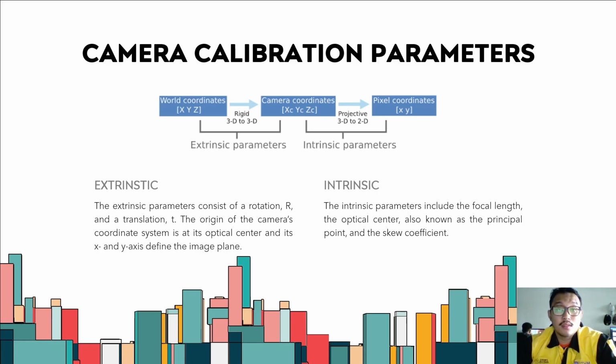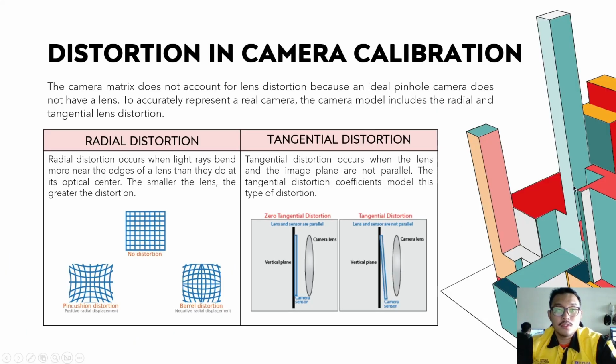The origin of the camera coordinate system is at its optical center, and its x and y axes define the image plane. The intrinsic parameters include the focal length, the optical center, also known as the principal point, and the skew coefficient. Okay, for distortion in camera calibration, the camera model does not account for lens distortion because an ideal pinhole camera does not have a lens. To accurately represent a real camera, the camera model includes the radial and the tangential lens distortion.